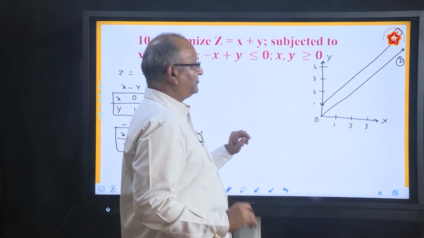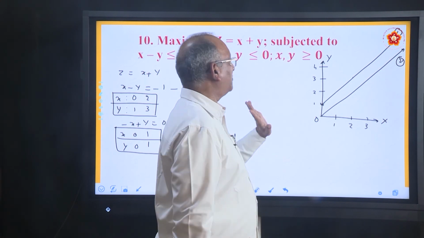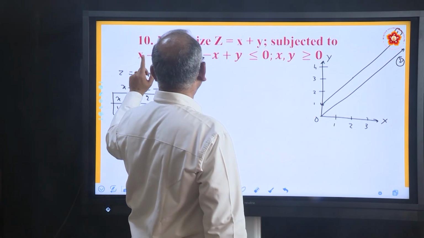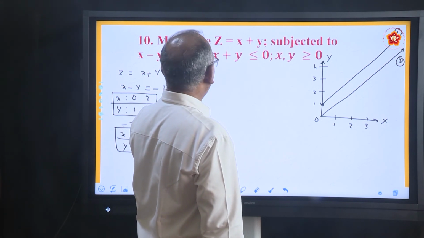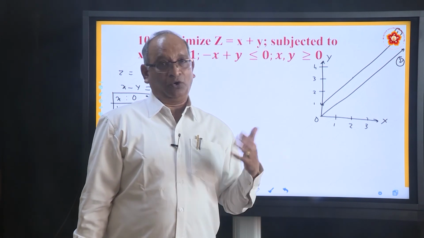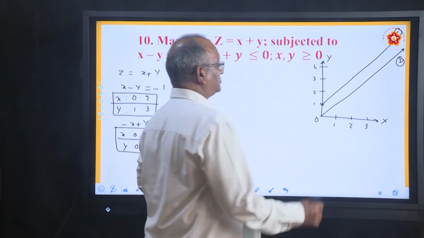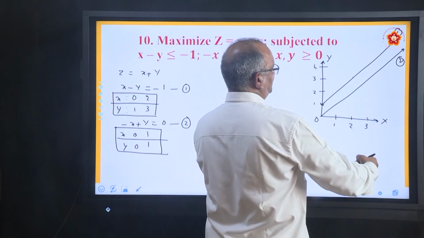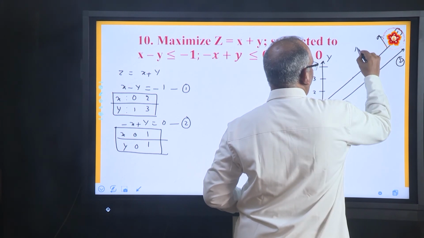Take a point, for example, first line is passing through this, let us say 0, 0. If you substitute 0, 0, 0 minus 0 is 0, less than or equal to minus 1. Is 0 less than minus 1? No. 0 is always greater than all negative values. So, you have to shade the side other than 0. So, you have to shade the upper side. All the upper side you have to shade.